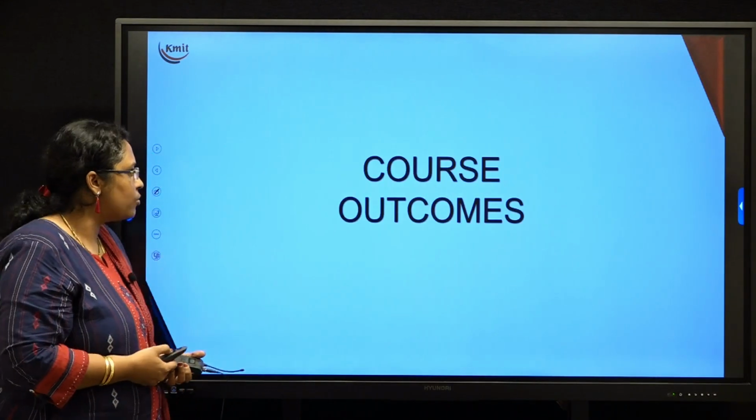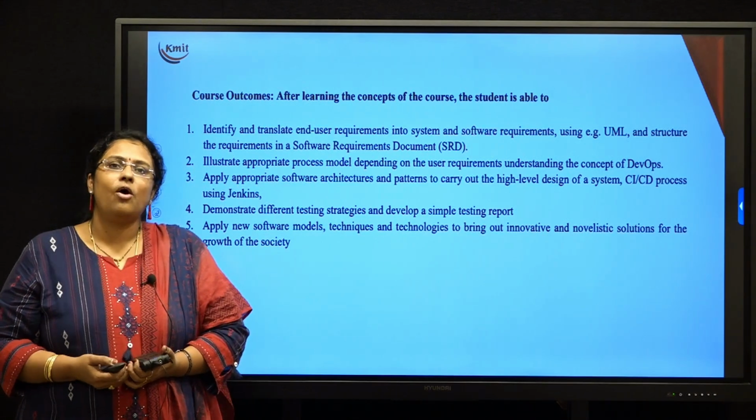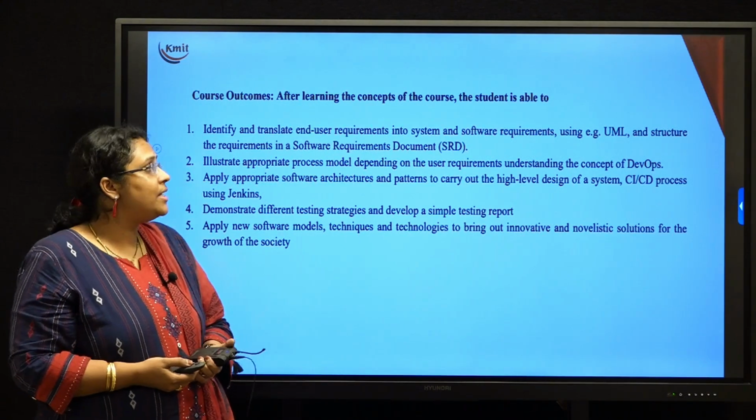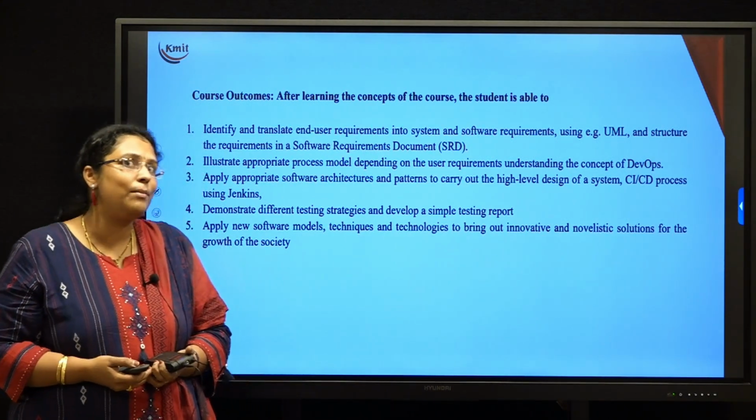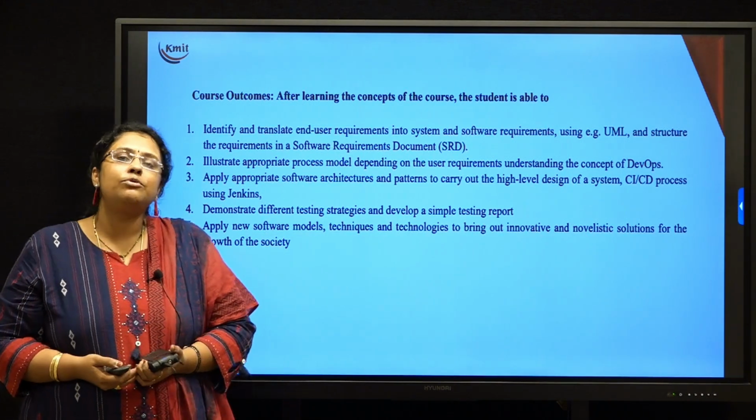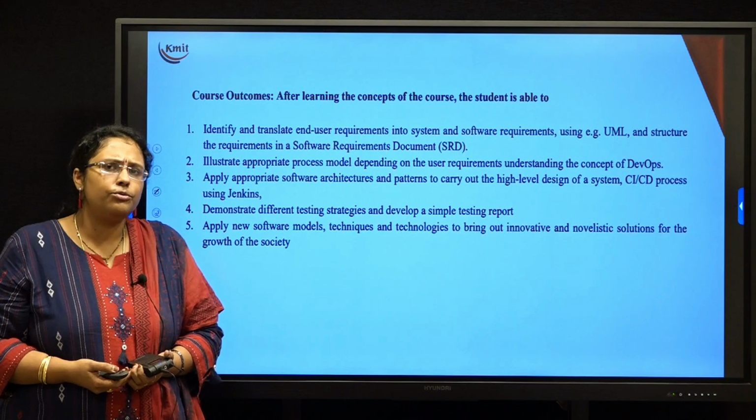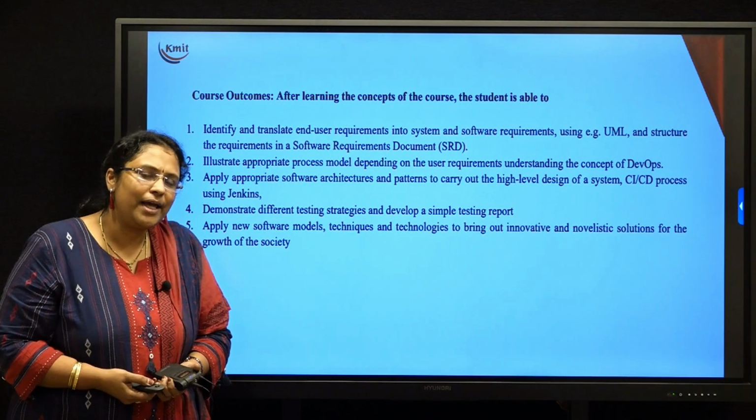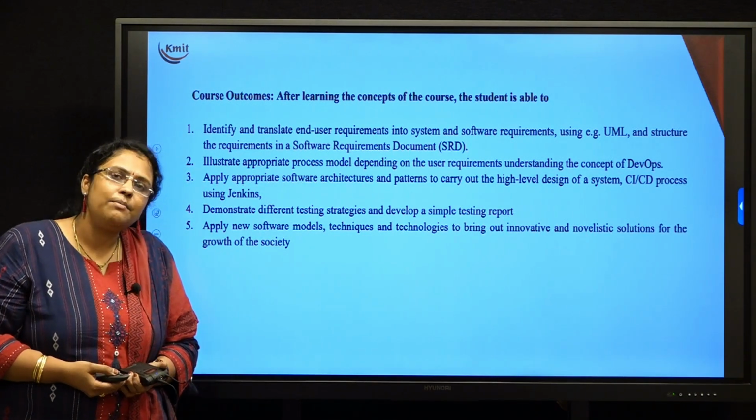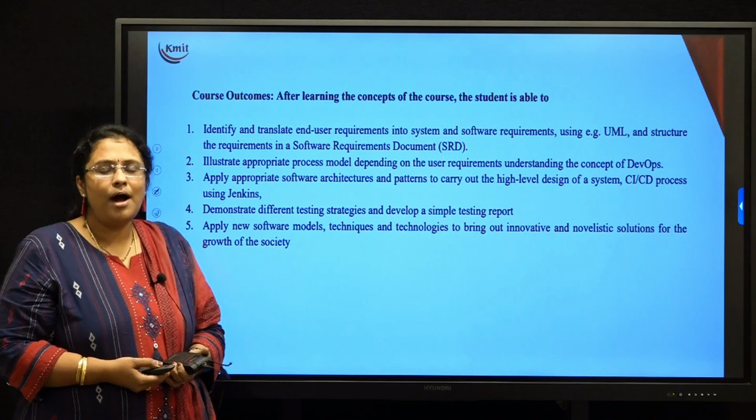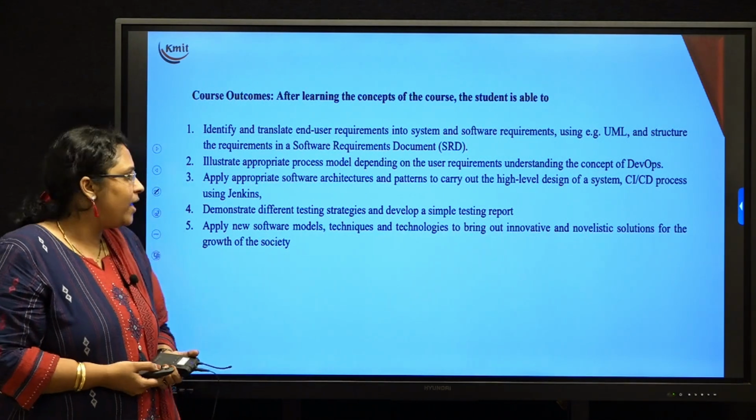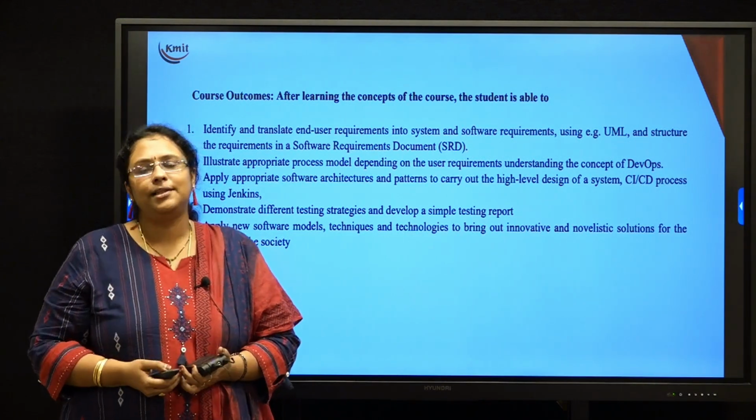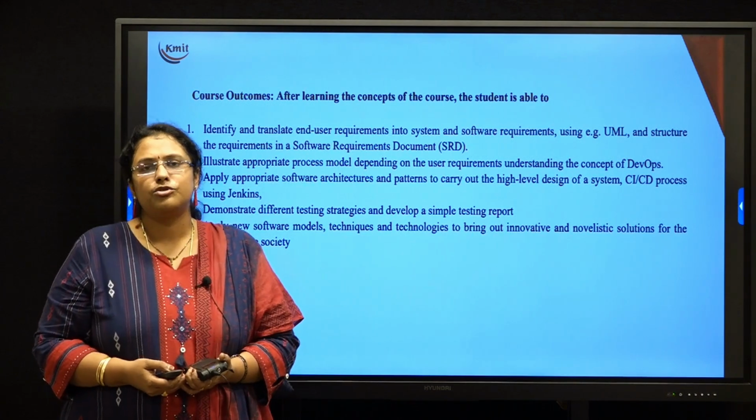Now after this course, as the course outcomes, you will be able to understand what the various requirements are and how to convert these requirements into designs with the help of UML diagrams. Not only that, you will be able to understand which process model to use in your DevOps environment, how to create a CI/CD pipeline using Jenkins, how to create your own images and deploy them into Docker Hub, how to scale them, how to monitor them, and finally you will be able to develop any complex project with your logical thinking. So this is all about the introduction to software engineering.